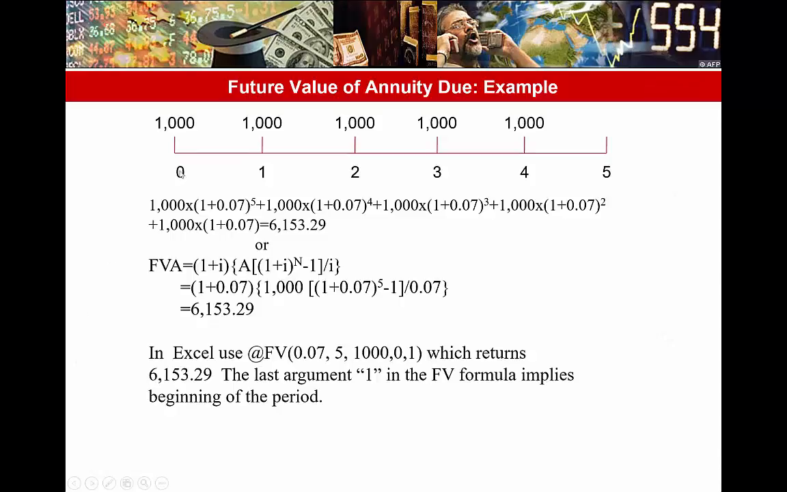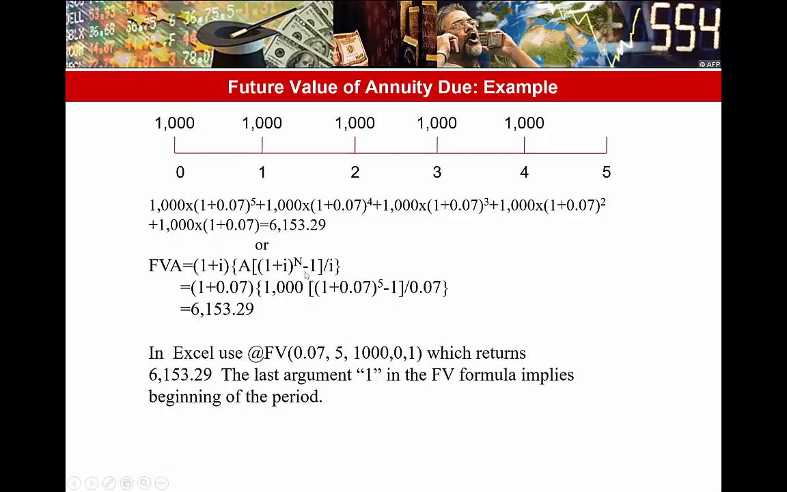If we assume that the previous example was an annuity due, that is, the first cash flow came in at time 0, the second one at time 1, and so on. As you see in here, the last cash flow occurred at time 4, and if we simply compound each of these cash flows and sum them up, we get $6,153.29.